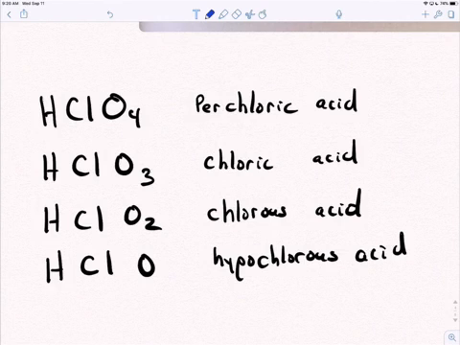So bleach, I love bleach. I put bleach on everything, except for my colors and my laundry.